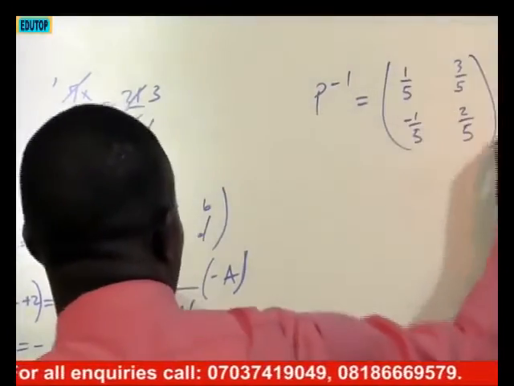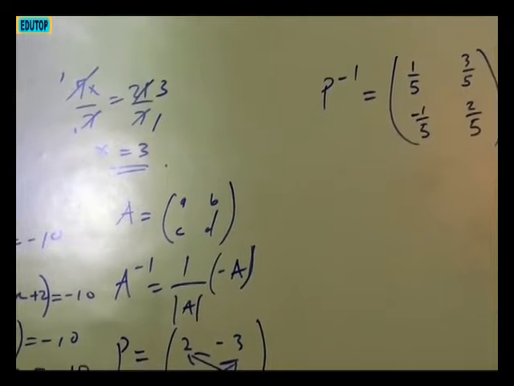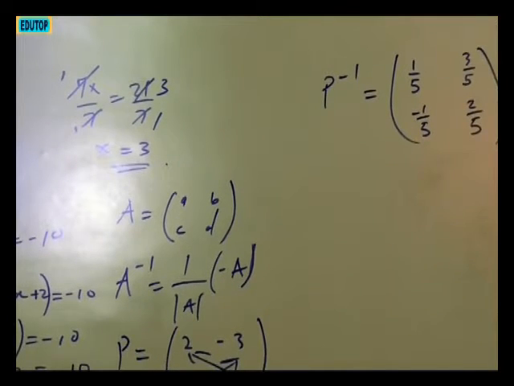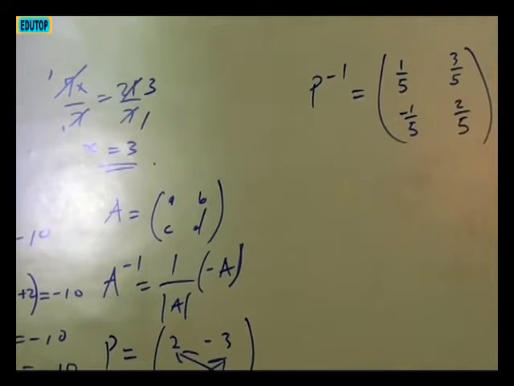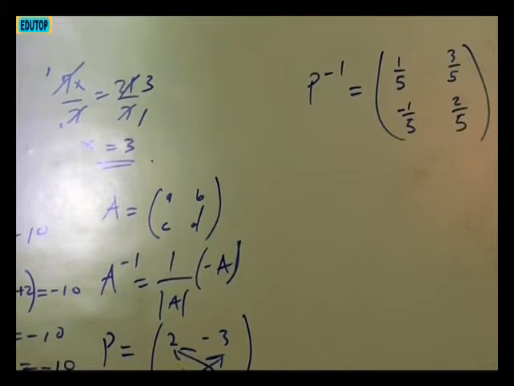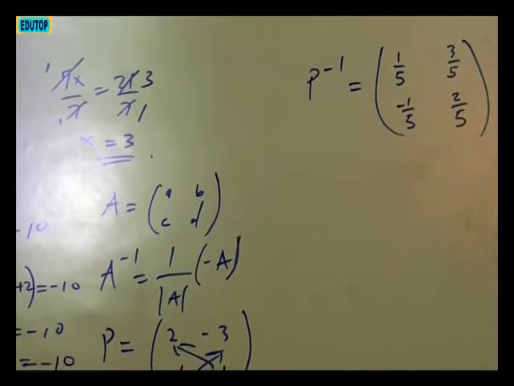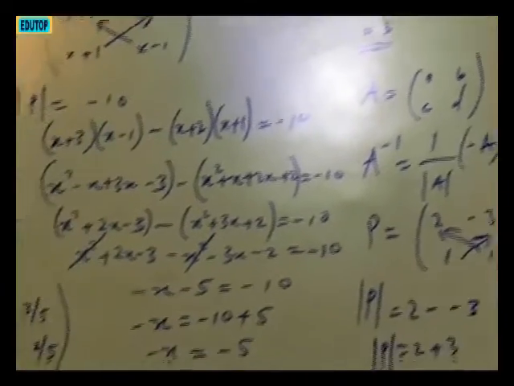So we'll go to our options and see the one that correlates with that. 1 over 5, 3 over 5, minus 1 over 5, 2 over 5. 1 over 5, 3 over 5, minus 1 over 5, 2 over 5. So it's definitely option D.